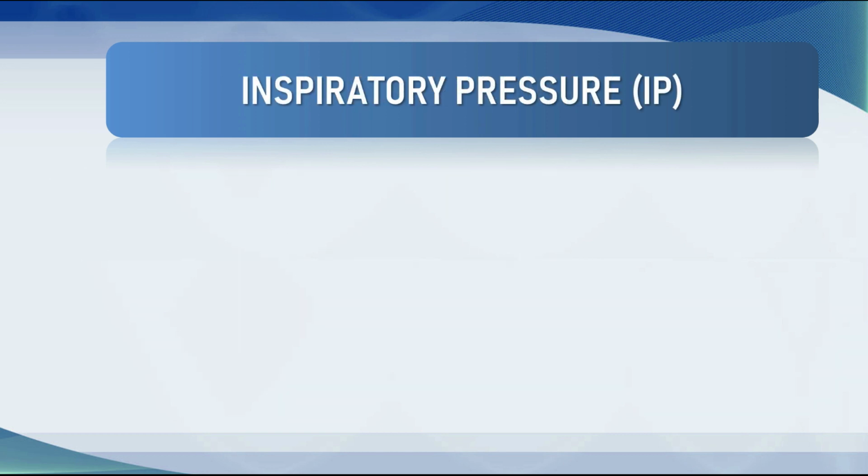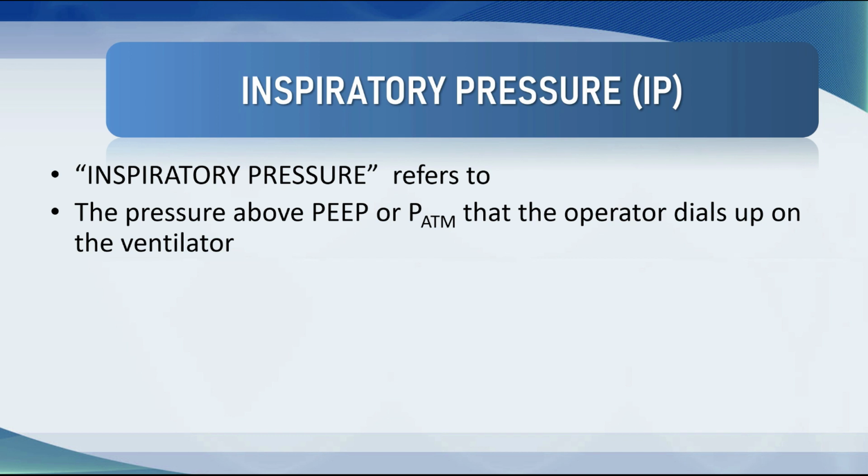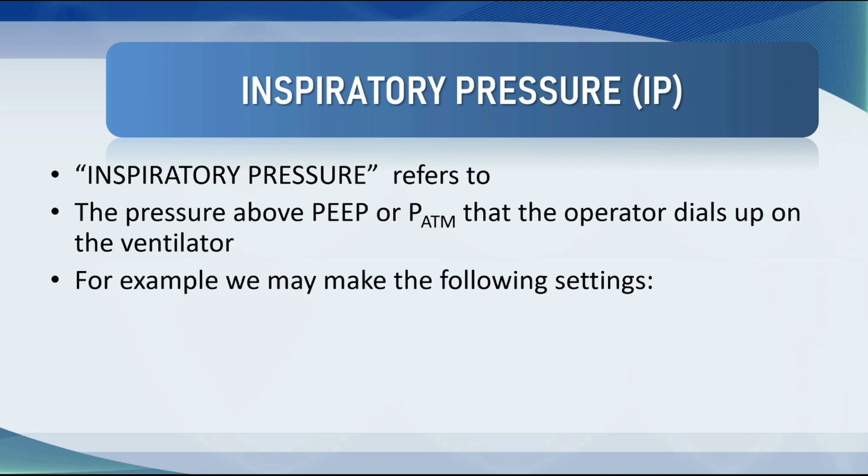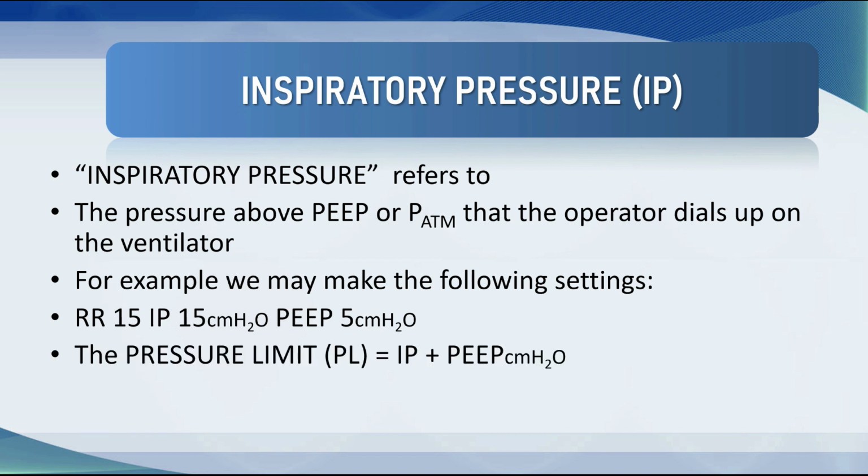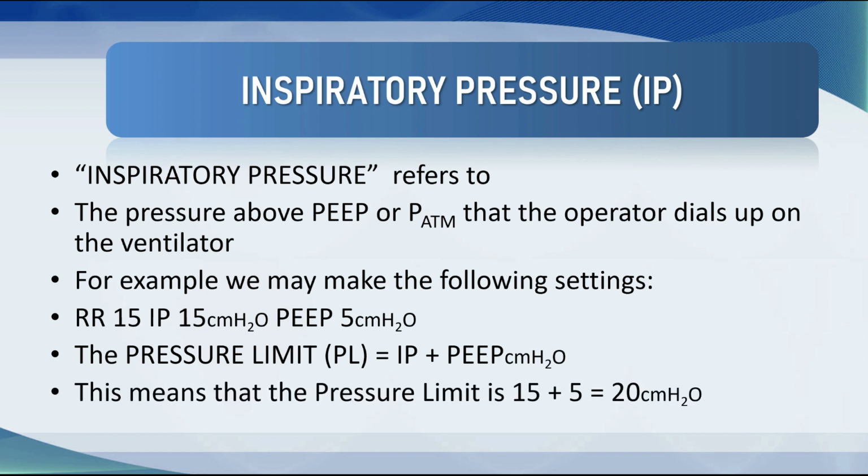The term inspiratory pressure refers to the pressure above PEEP, or atmospheric if you haven't got PEEP on, that the operator dials up on the ventilator. For example, we may make the following settings: a respiratory rate of 15, an inspiratory pressure of 15 centimeters of water, and a PEEP of 5 centimeters of water. The pressure limit, the PL, is the inspiratory pressure plus the PEEP in centimeters of water. And that means that the pressure limit is 15 plus 5, which equals 20 centimeters of water.